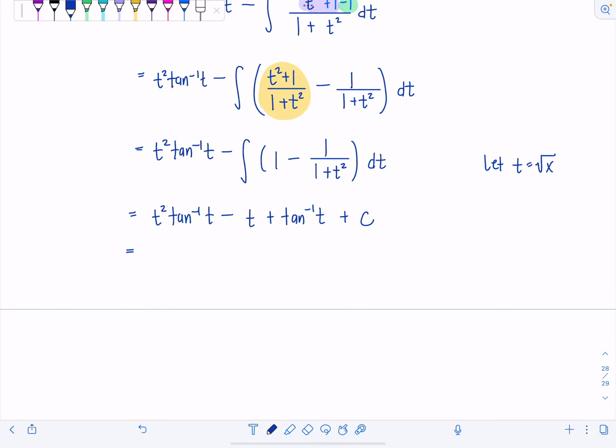So we've got t squared. Well, t squared is just going to be plain old x tan inverse of rad x, minus t, which is rad x, plus tan inverse of rad x, plus c. And that concludes the integral of the day.